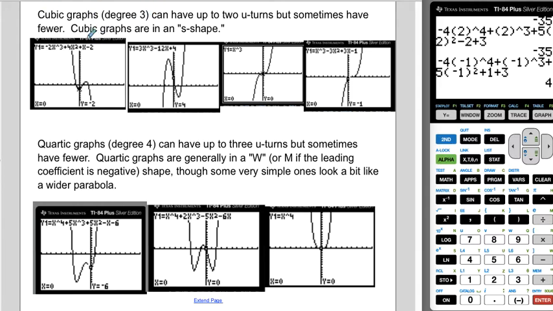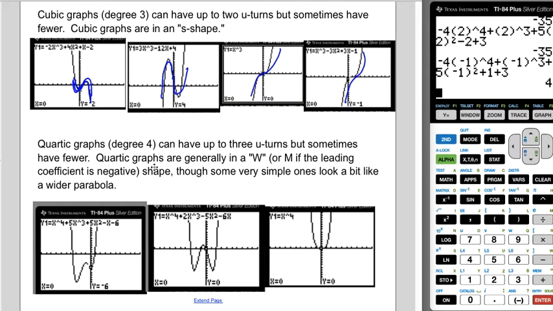So here are a couple of cubics, and you can see I graphed them on the calculator. This is a cubic that has 2 U-turns. 1, 2. The graph's going along, then it goes on a U-turn. Think about it like if you were driving. Graph goes along, U-turn. Same thing here. This graph has 2 U-turns. This graph has no U-turns, and this graph has no U-turns. All of them are in an S shape. Now, I get that sometimes it's a backwards S, but you get the idea.